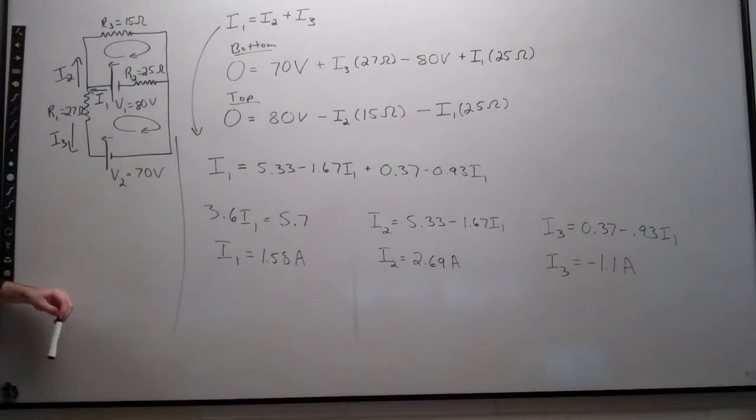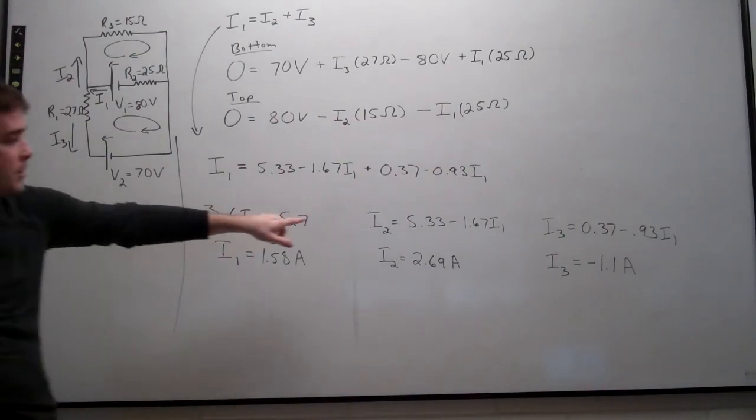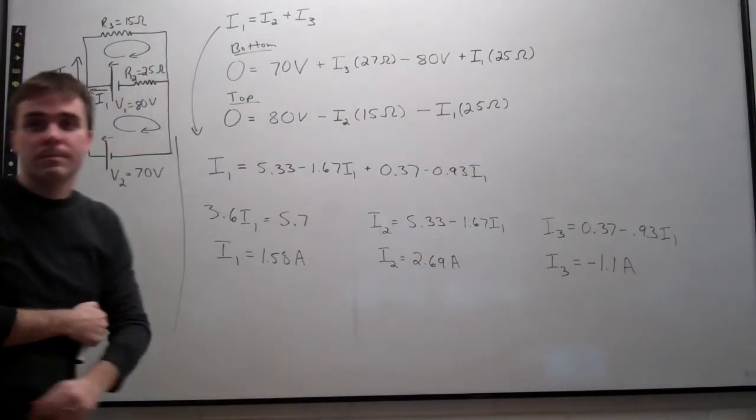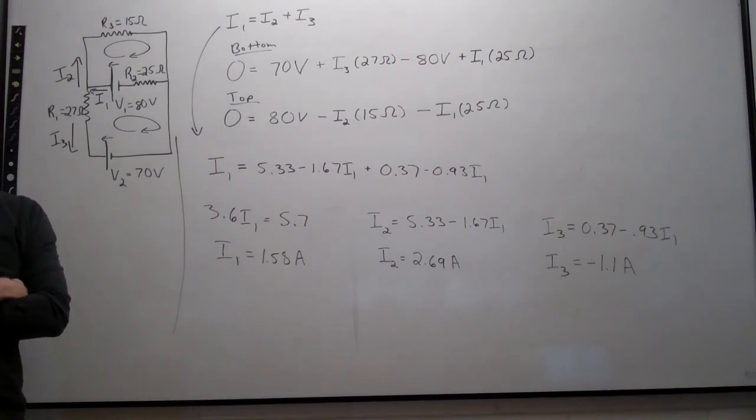Brian? It's a stupid question, but for the I2, you have 5.33 minus 1.67 times I1. You have to plug I1 into that, right? Yeah, so that's what I did here. I just plugged this value for I1 in over there. Right, any other questions?